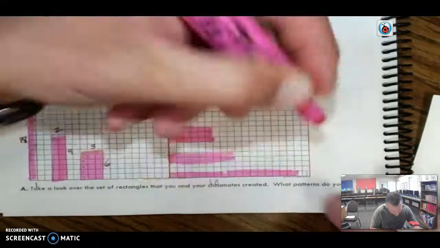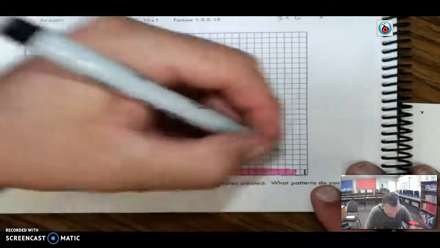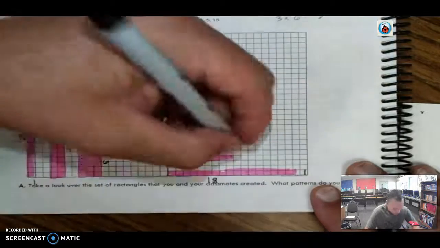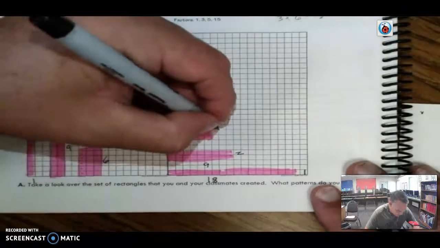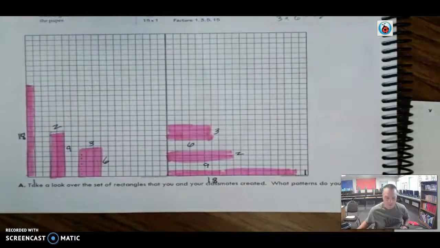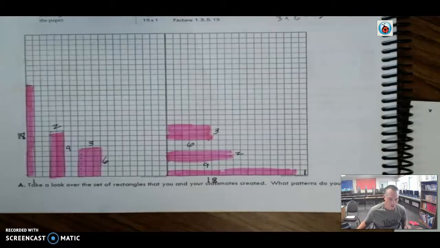Part of math is being neat. You need to be neat when you do this. And I'm going to have a 1 by 18. This is a 2 by 9. And this is a 3 by 6. Okay, so if yours doesn't look similar to that, and you may have them drawn other places, that's great.